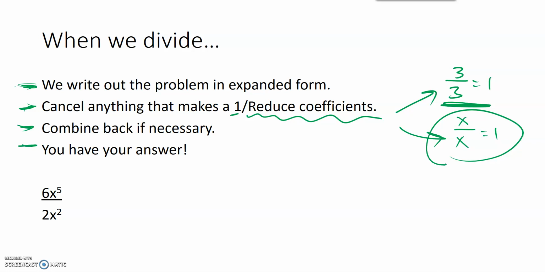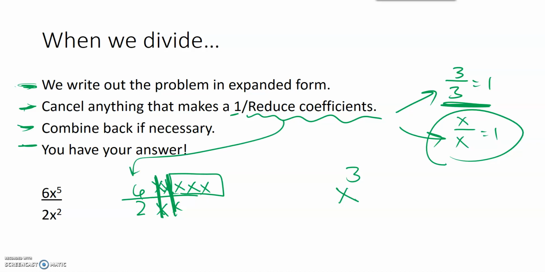So here we've got a nice short example. Okay, we have 6x to the fifth over 2x squared. So I'm going to write out the 6 over the 2 and write out my x's in expanded form. Okay, so those two would make a 1, and those two would make a 1. All right, and I am left with 3 x's, so x cubed. Now, again, I reduce my coefficients. I divide them. 6 over 2 is really 3, and there's my answer, 3x cubed.